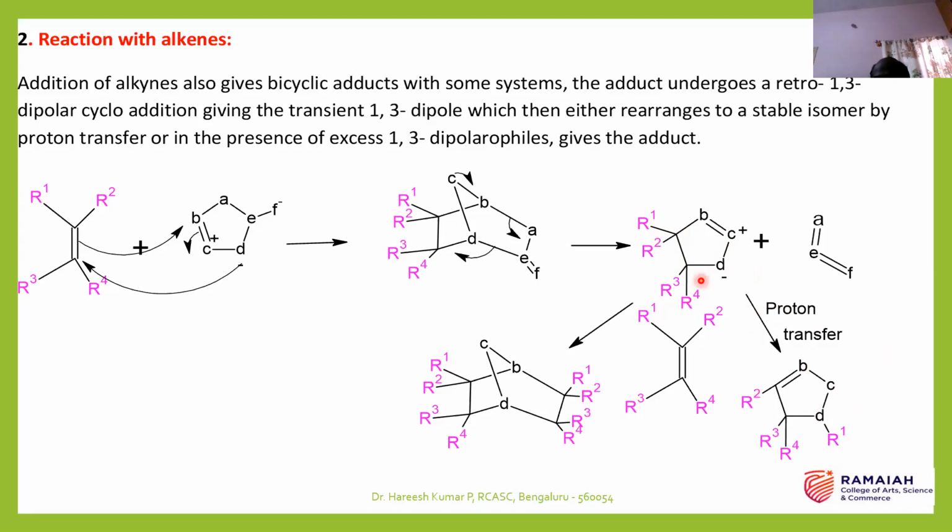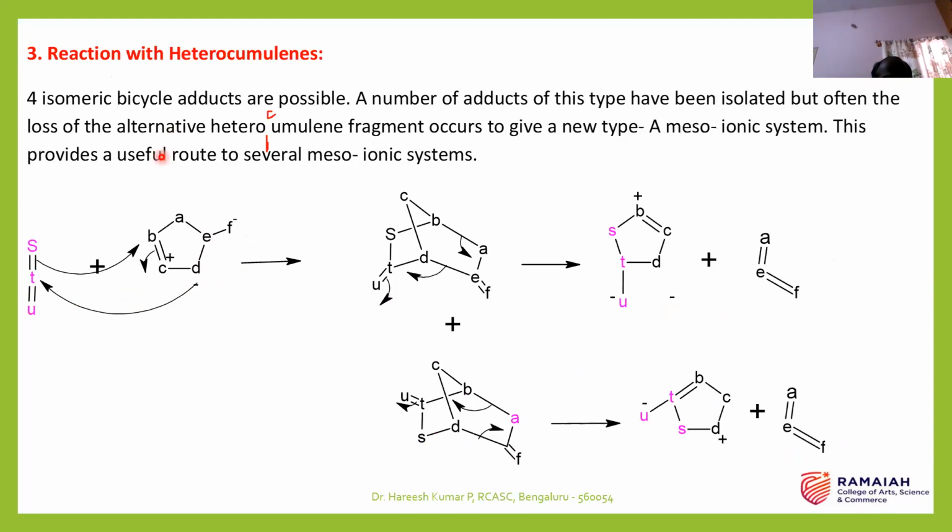On 1,3 proton shift, a stable compound can be obtained. Otherwise, what will happen if an excess amount of alkene is present? The obtained 1,3 dipolar compound can react with the excess alkene, forming another adduct. So this is about the speciality of the reactions of meso-ionic compounds with alkenes. Okay, with this, I will take one more reaction. The reaction here is with heterocumulenes. Suppose it is like this.